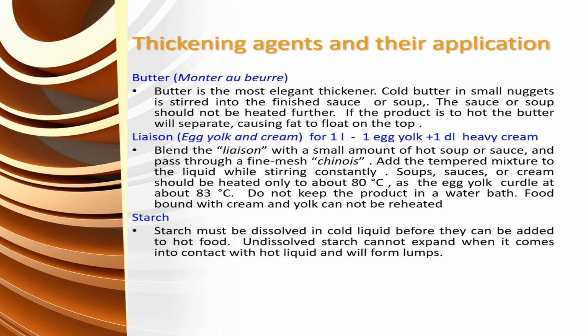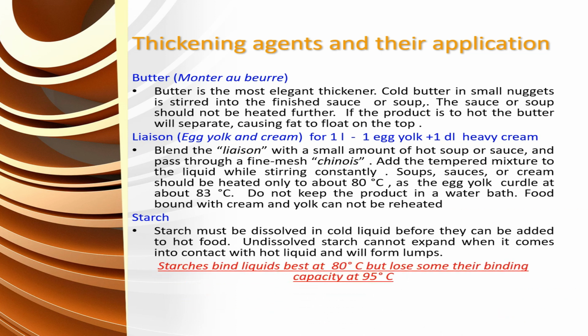Starch. Starch must be dissolved in cold liquid before it can be added to hot food. Undissolved starch cannot expand when it comes into contact with hot liquid and will form lumps. Important: starches bind liquids best at 80 degrees Celsius but lose some of their binding capacity at 95 degrees Celsius.